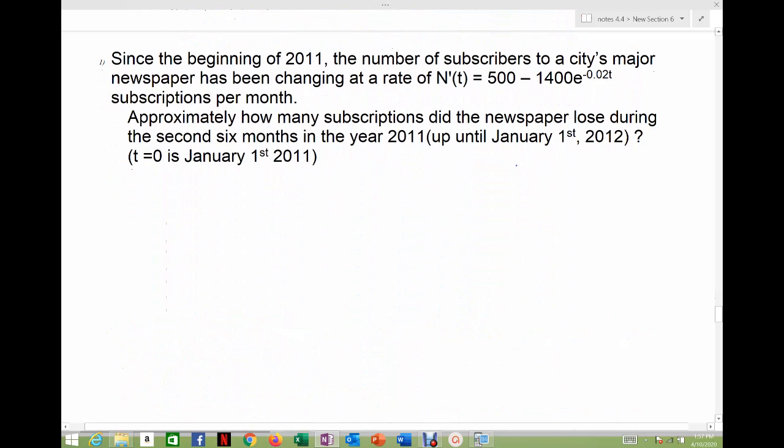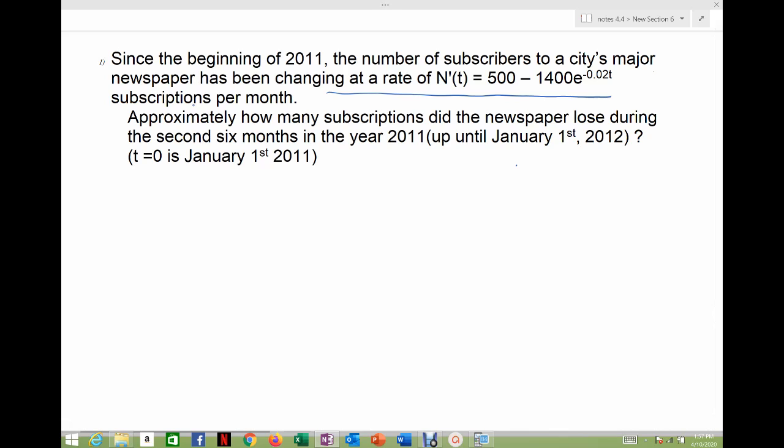All right, so the next example using the net change theorem. So suppose a study was done in 2011, and it was noted that the number of subscribers to a city's major newspaper was changing at this rate of change, so this would be a derivative, in subscriptions per month. Approximately how many subscriptions did the newspaper lose? So we know it should come out negative, during the second 6 months of that year.